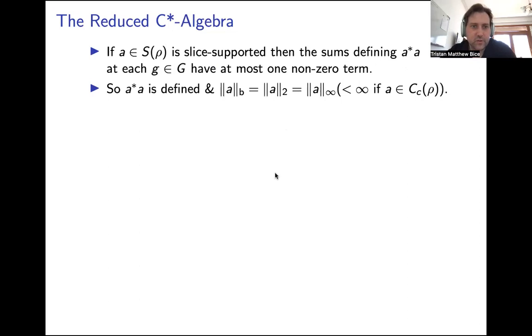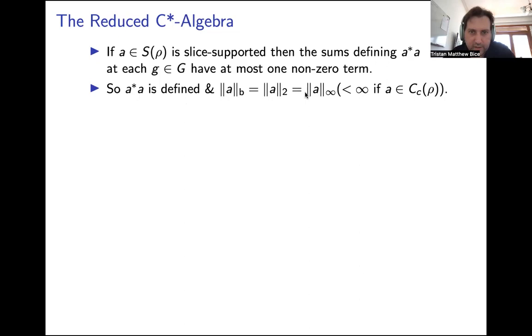And then it's just a short step away to realize that definitely A star A is defined in that case. But moreover, the norms now all collapse to the same thing. That the infinity norm is the same as the 2 norm. That's a fairly immediate calculation. With the B norm, maybe you have to be a little bit trickier to find out exactly what this is. But in the end, it's not too hard to see the B norm of A is again the same as the 2 norm of A, as long as the support is a slice.